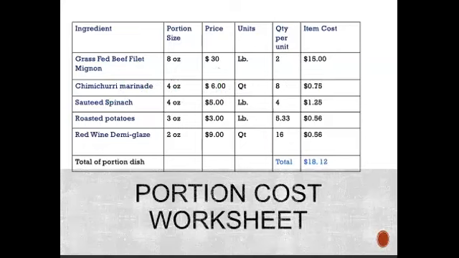So if it's $6 a quart, how many ounces in a quart? It's going to be 32 ounces. That means that if I need 4 ounces for each portion, the 8 is how many portions I'm going to get out of each quart. So my cost per portion is going to be 0.75.